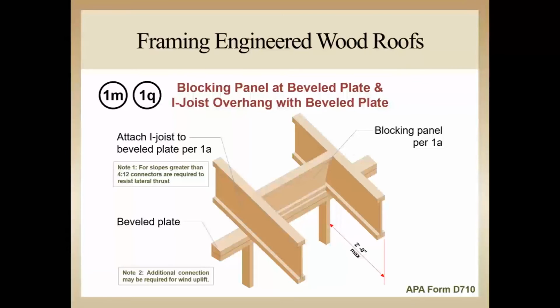In details 1M and 1Q, a beveled plate is used instead of cutting a bird's mouth in the bottom flange of the I-joist rafters. Web stiffeners are not necessary in this detail. It's important to note that when beveled plates are used, additional fastening of the rafter to the supporting wall is required because the downward pressure at the beveled plate causes a thrust inward at the top of the supporting wall. These forces are not present when a bird's mouth cut is used. This often requires framing anchors due to the limited space for fasteners over the beveled plate.